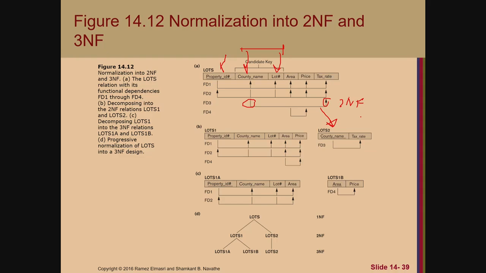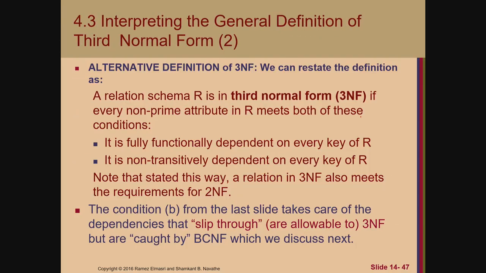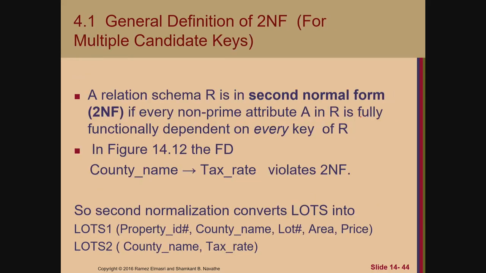This is the details of second normal form with multiple candidate keys. What else? So the multiple candidate key. Okay. So second normalization converts to two tables, and we separate the partial relation into the new relation. That's all.